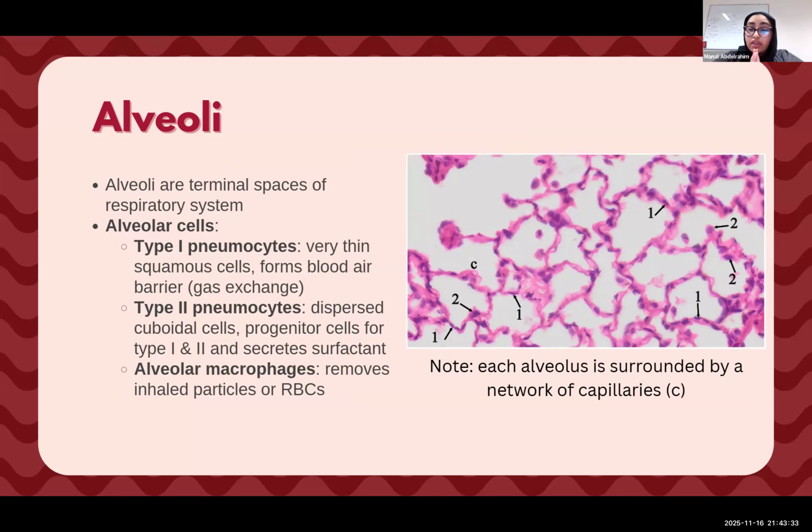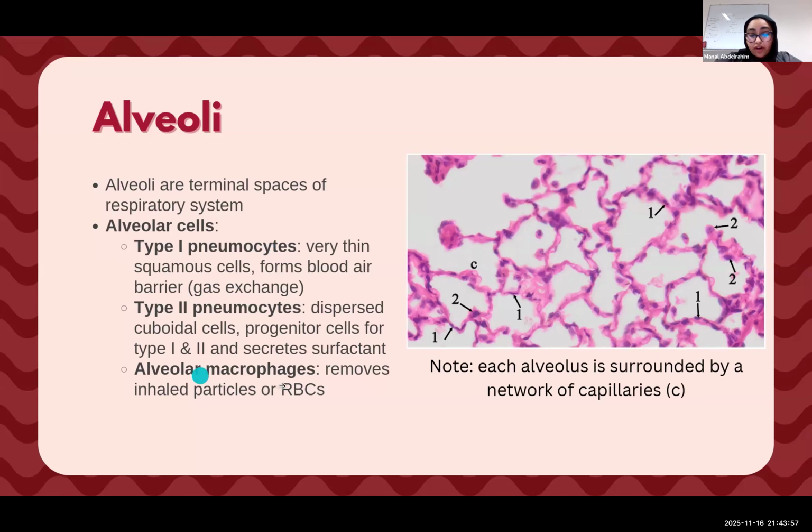Main purpose, gas exchange. Type 2 pneumocytes appear to be protruding out, they're larger in size, they're not as many as type 1, and they're dispersed cuboidal cells, and they're progenitor cells for type 1 and type 2, and they also secrete surfactant. So your main part to know about this is that it's going to secrete surfactant. Type 1 is for gas exchange, type 2 secretes surfactant.